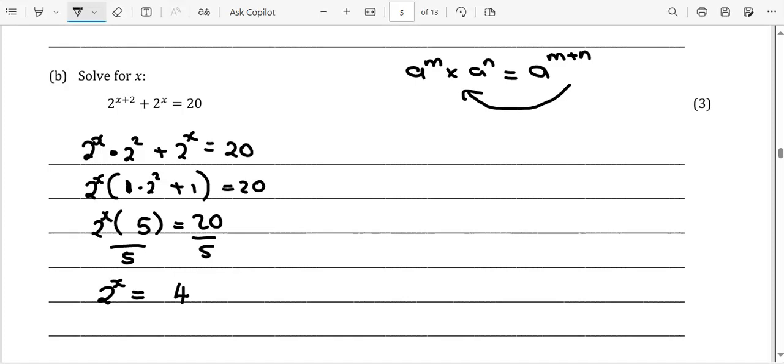So now remember that if the bases are the same, we can equate the exponents. So m is equal to n. So now my aim is to make sure that the bases are the same by changing this and writing it as 2 to the power 2.